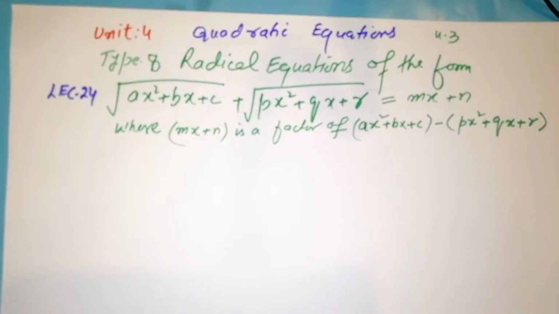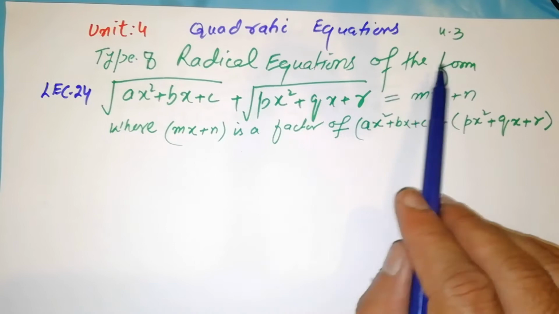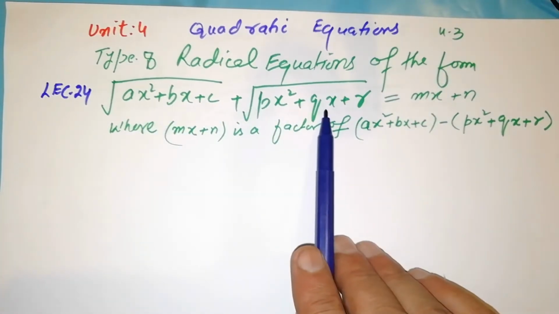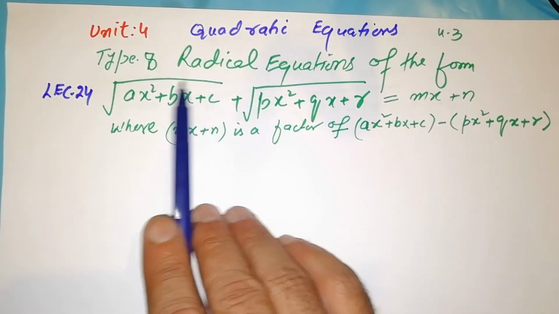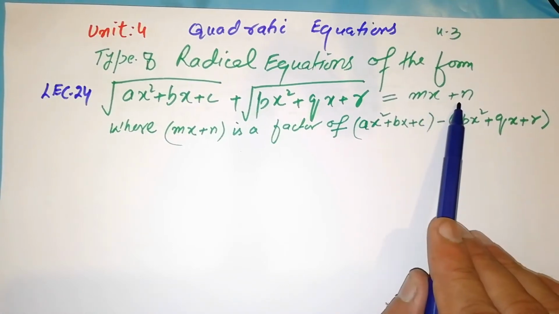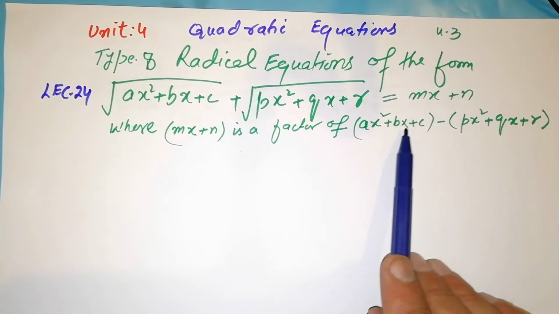So students, these questions are typical but very easy, not difficult. So see how we solve these questions. Okay students, this is type number 8, radical equations of the form: we have two quadratic polynomials under the square root. On the right hand side there is a linear term, where mx plus n is a factor of this difference.